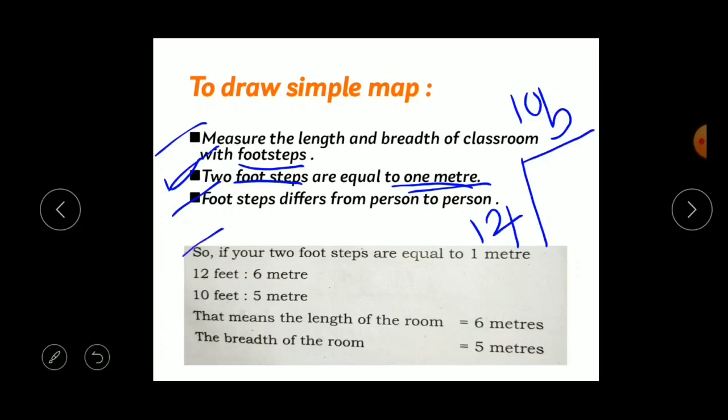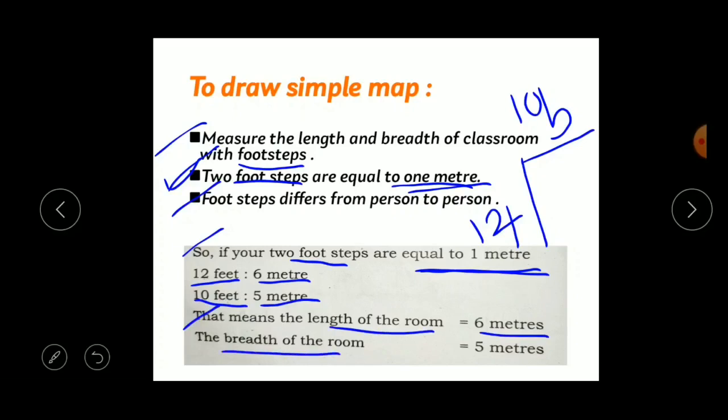Now, if your 2 footsteps are equal to 1 meter, then 12 feet, the length as I told you, is equal to how many meters? See here. So 2 steps are equal to 1 meter, means the 12 will become half, so it is 6 meter. Next, 10 foot becomes 5 meter. It is exactly half because we are taking 2 footsteps as equal to 1 meter. Okay, that means the length of the room will become 6 meters and the breadth of the room will become 5 meters.